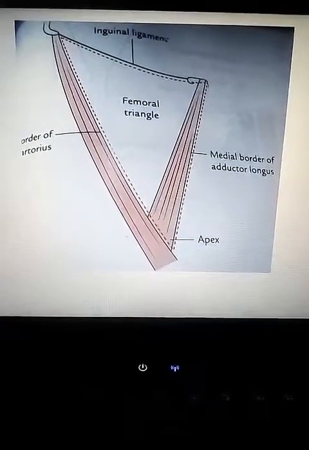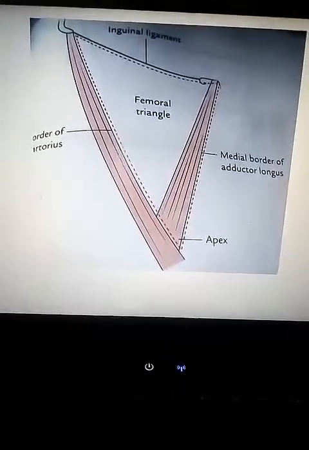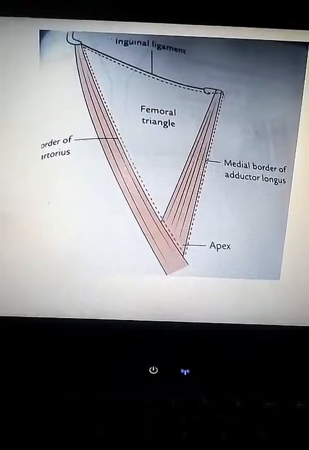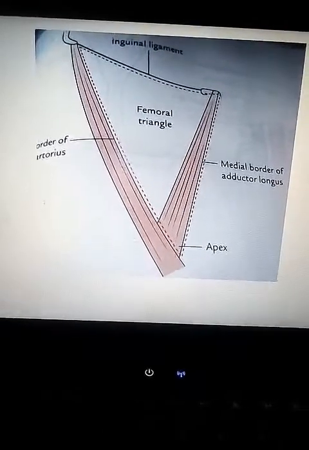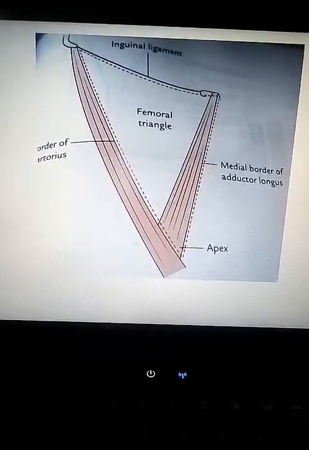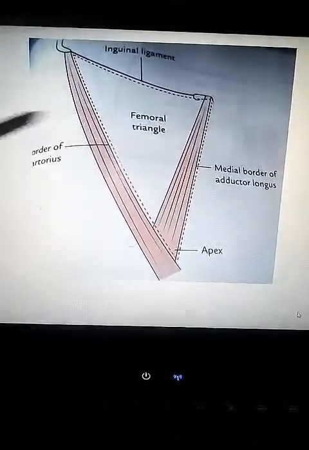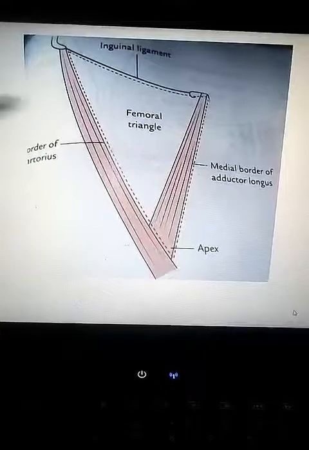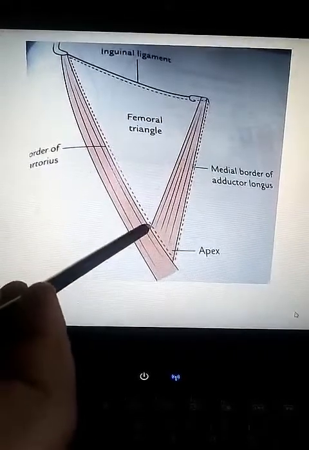Today we will be discussing the femoral triangle. It is a triangular depression on the front of the upper one-third of the thigh below the inguinal ligament. Its apex is facing downwards.